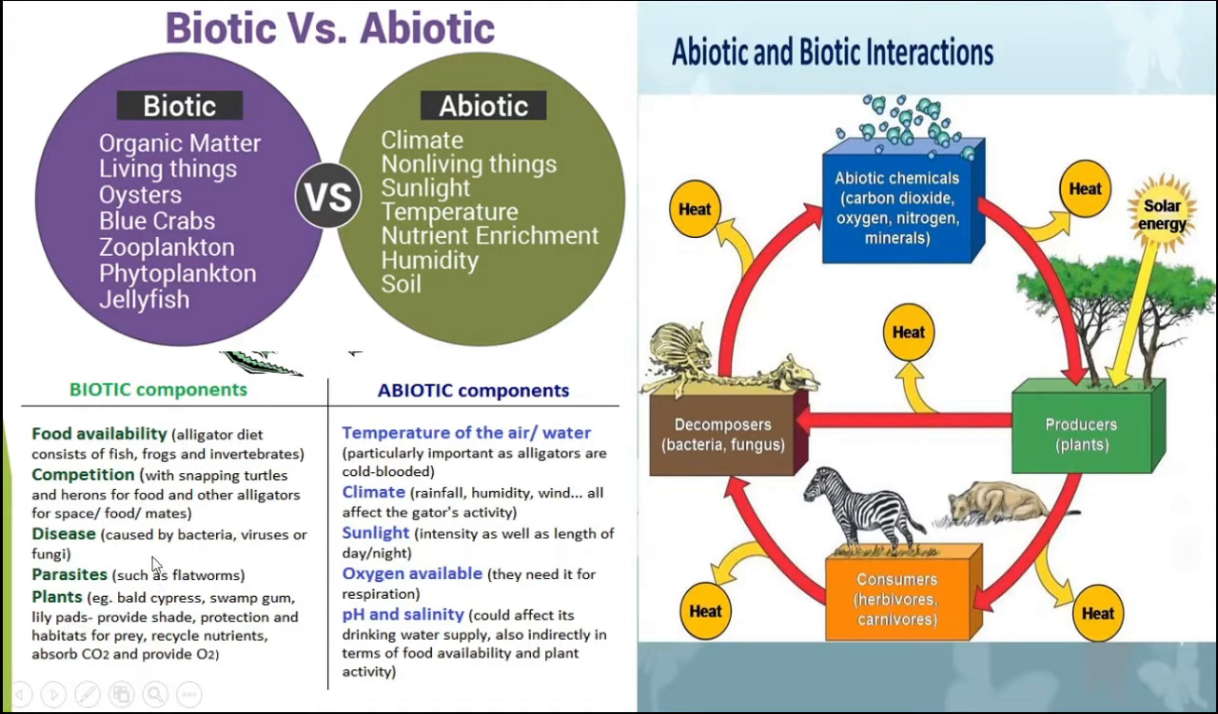Now the biotic components include food availability, competition, disease, parasites, and plants. So all of the biotic components also influence each other and interact with each other. Abiotic components include the temperature of the air or water, then climate like rainfall, humidity, wind, etc. Then sunlight, the intensity of sunlight, then length of the day and night, then availability of oxygen that is required for the process of respiration, then pH and salinity, that is salt concentration. All these things will affect the distribution of organisms as well as plants.